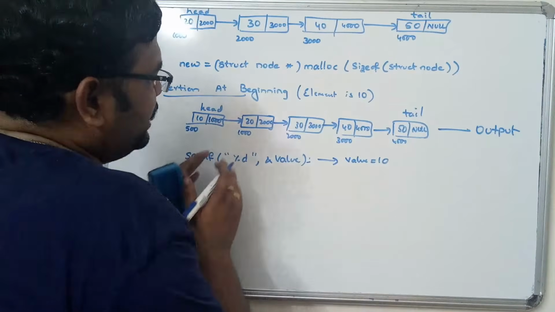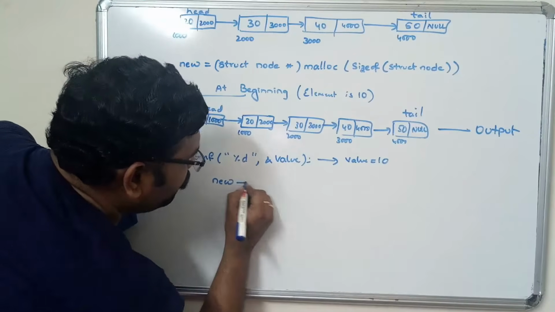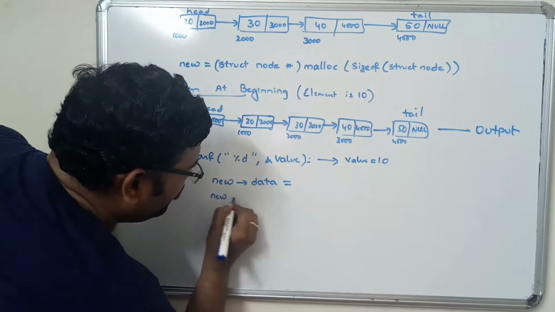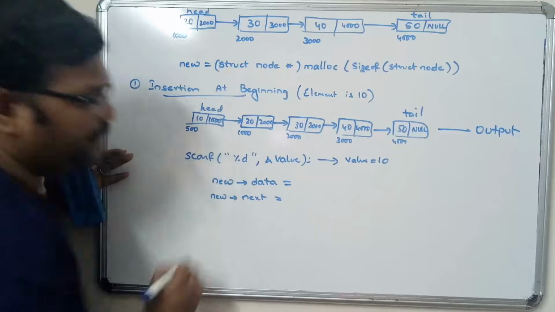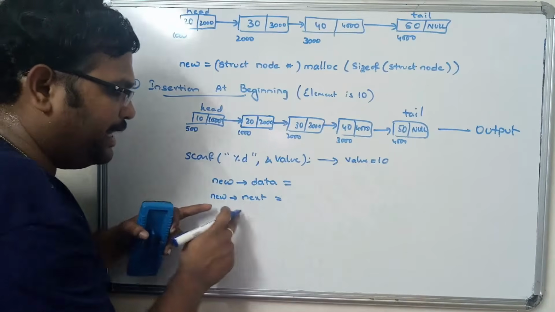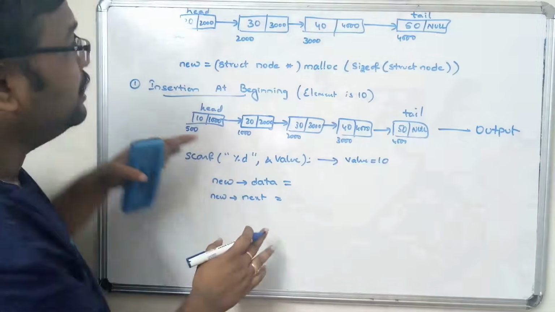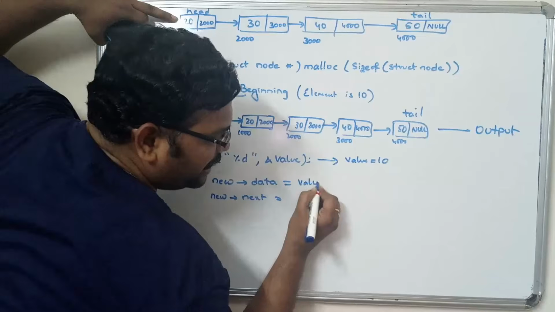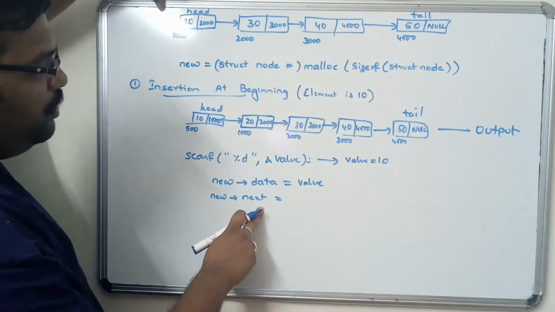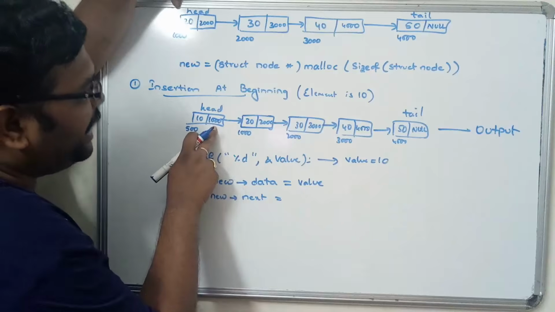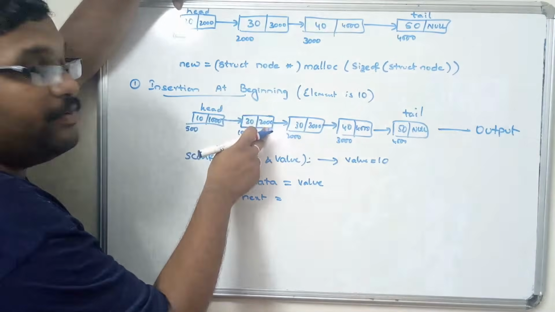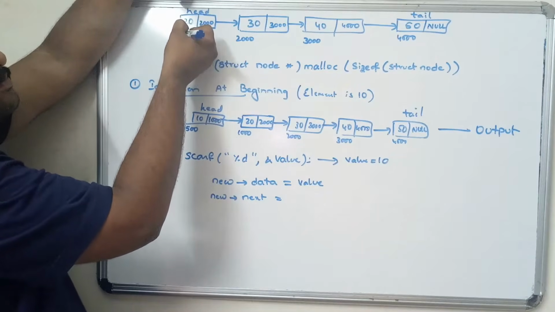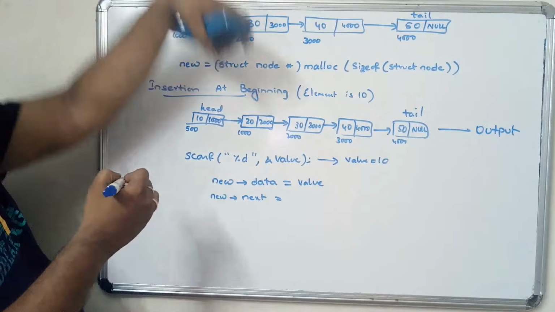So first let us see, new of data, it should be filled. Similarly, new of next, it should be filled. So in the data, the value should be here. In the next, the address of the next node must be here. So initially this one, new of data, it's automatically 10, so we can directly assign it. New of next, so in the new of next, here we have to get the address of previous node. So what is the address of previous node? Head of next, right? So hope you understood here.